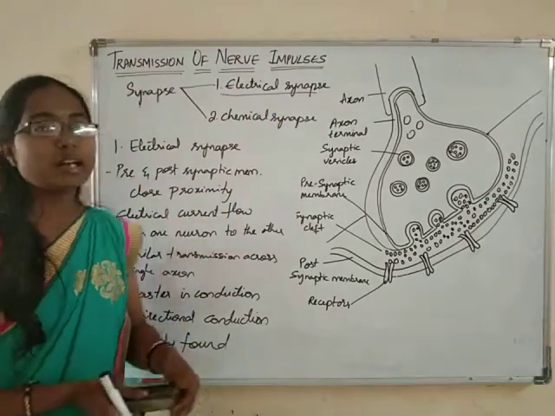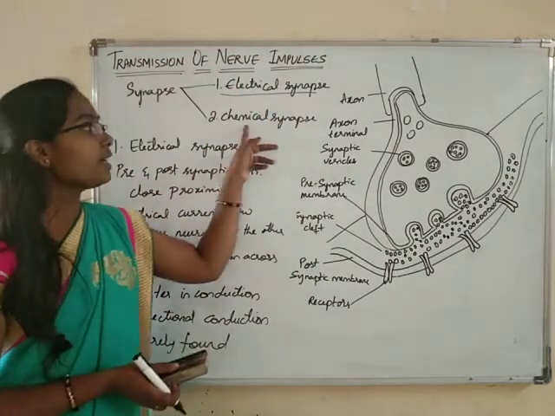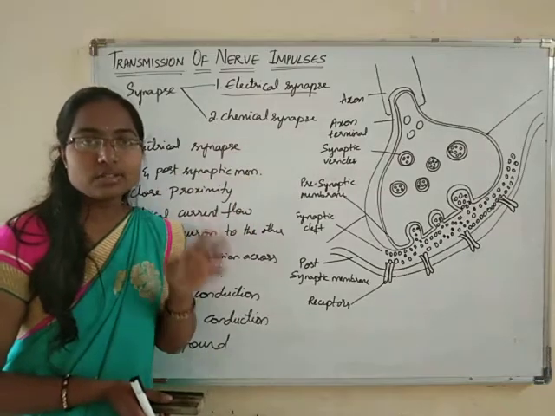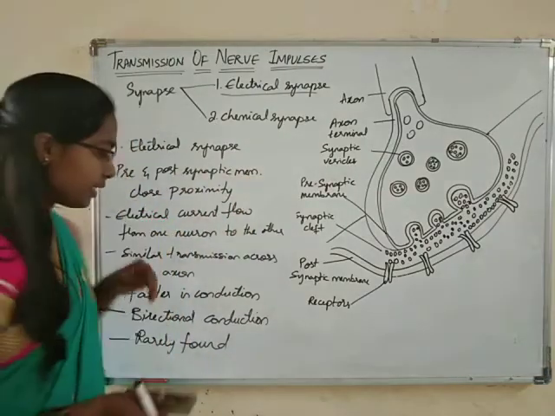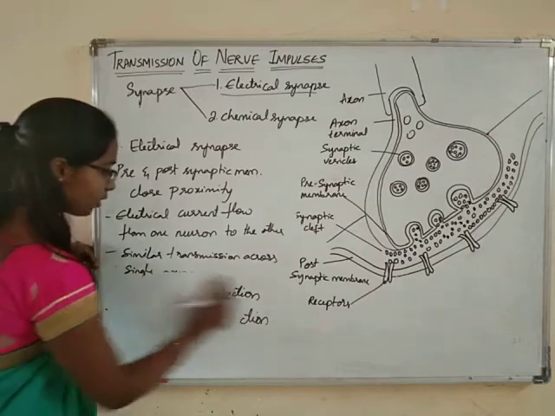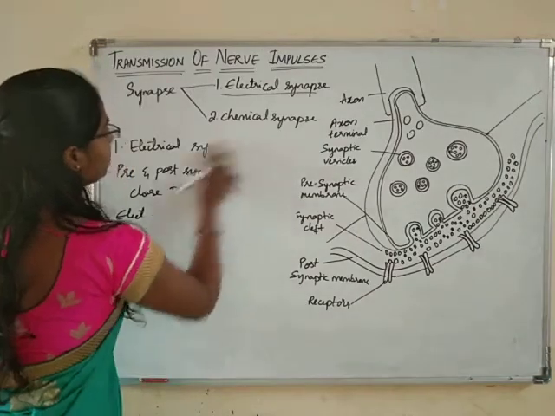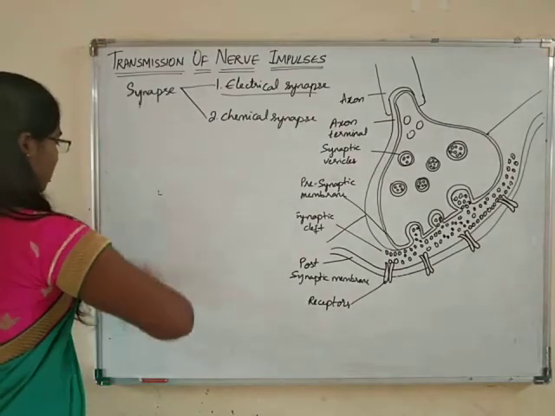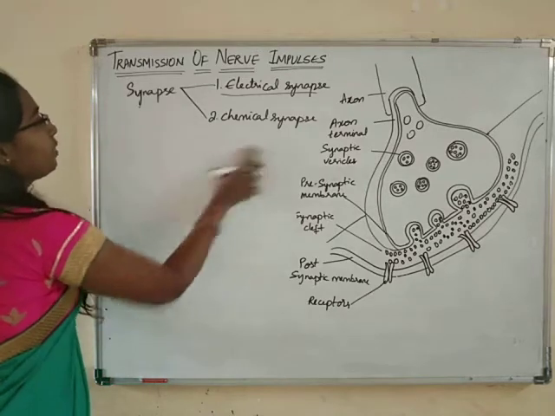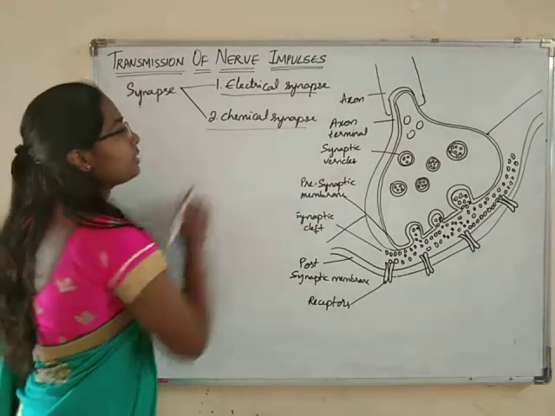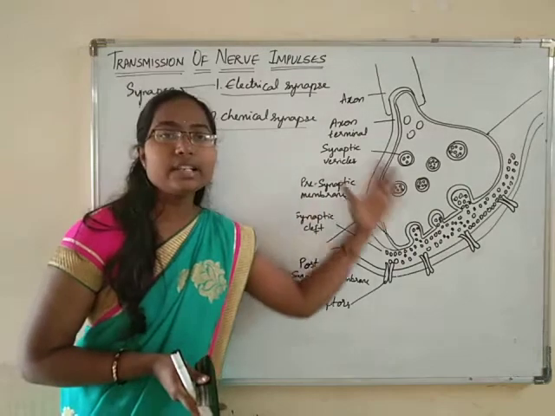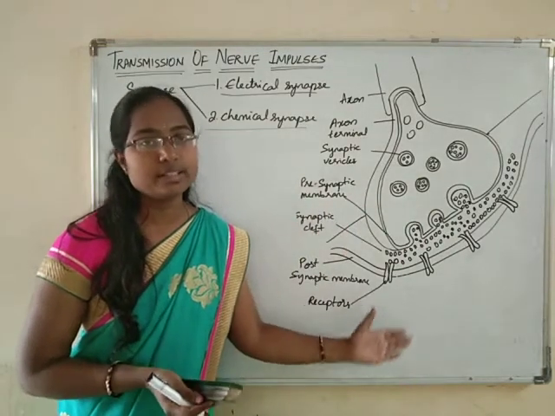Now we will learn about the second type of synapse, that is the chemical synapse. Let us start learning about the chemical synapse. This is the diagram showing the chemical synapse.